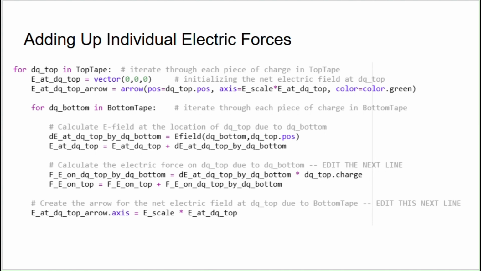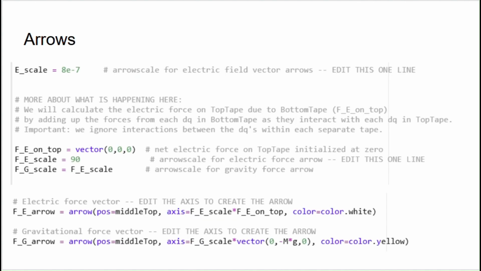And then, as you see, the force on top is equal to the force on the top plus the force of the charge on the top by the bottom. And then we're creating the arrow for the net electric field. Now for the arrows, we're using our scale and calculating the electric force on the top tape due to the bottom tape, but this is just making our arrows, editing the axis to create the arrows for both the electric force vector and the electric field vector.